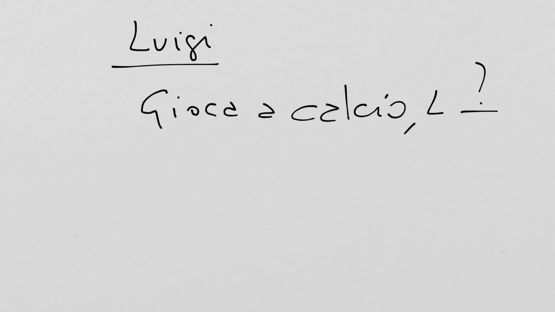We take Luigi. Gioca a calcio. Luigi. Does he play at soccer? That's what we say. Does he play at soccer? Where, when, with whom, and things like that.